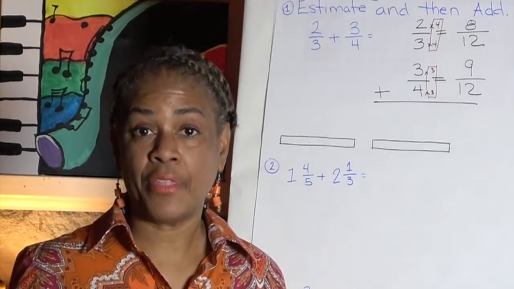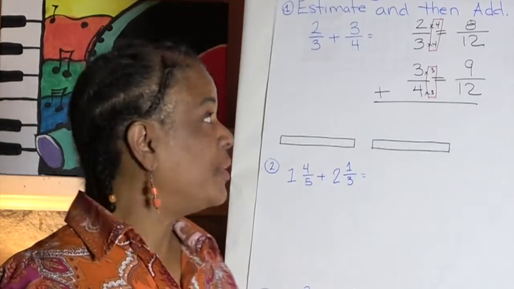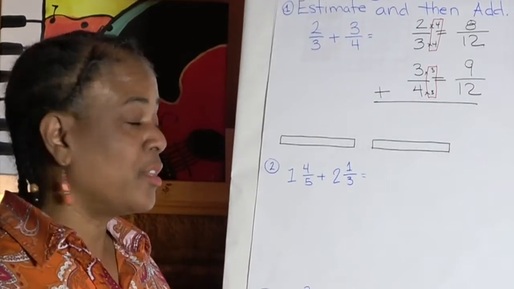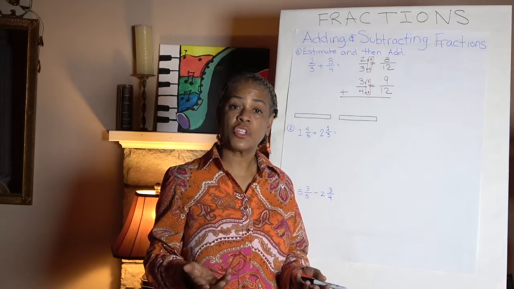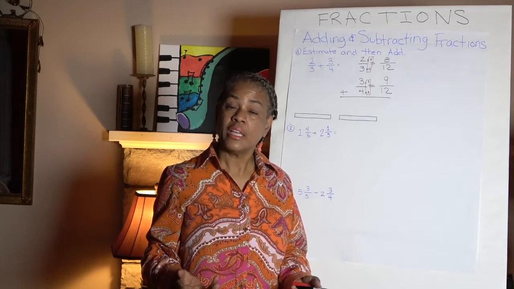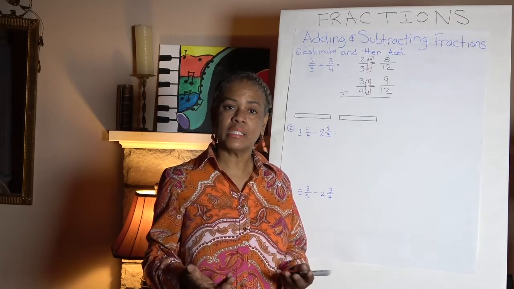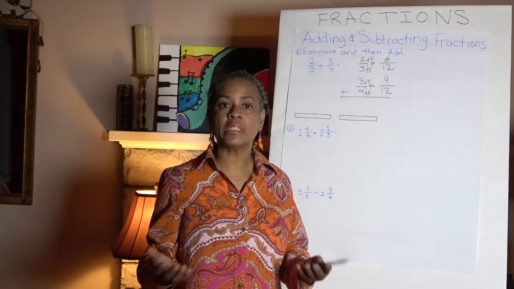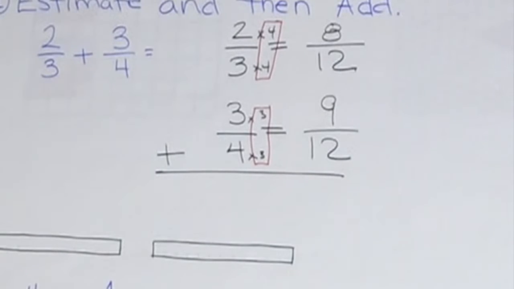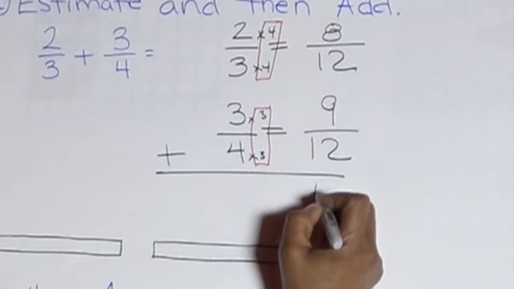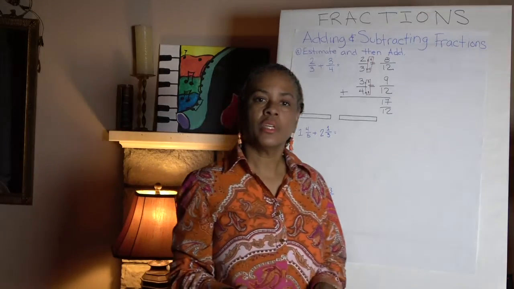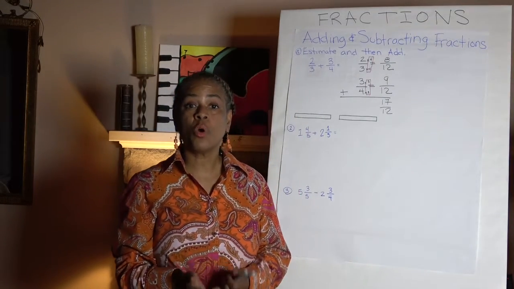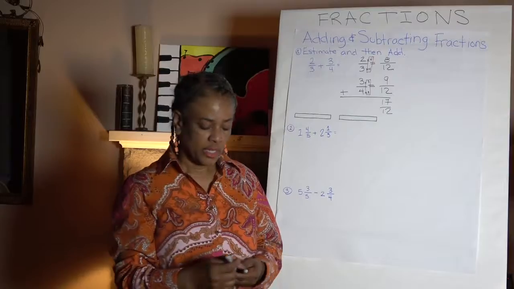When I have like things, then I can add them. So in this case, I have 8/12 and 9/12. Remember the other day when I talked about the size of the fraction? Well, these are 12ths. And if I have the same size pieces, I can just add how many of those pieces I have. So I have 8/12 and 9/12. So altogether I have 17/12. If I have 17/12, I know I have more than 1 because 12/12 is equal to 1.